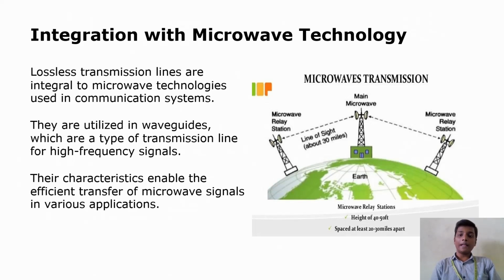Here, a transmission line diagram is shown. You have to know the microwave relay station: first one, second one main microwave, third one microwave relay station. This figure shows that microwave relay stations of 40 to 50 feet are spaced at least 20 to 30 miles apart.